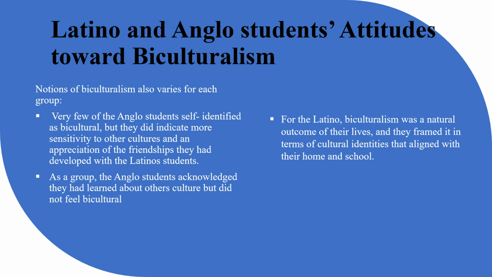The Anglo group also indicate that they show more sensitivity to other culture and an appreciation of the friendship they had developed with the Latino students. As a group, the Anglo students acknowledged they had learned about culture but did not feel bicultural. And the Latino group framed it in terms of cultural identity that aligned with their home and school.